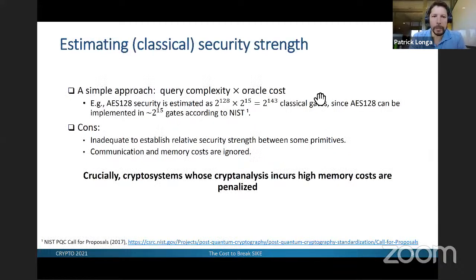Okay, let's go a little bit deeper in the explanation of the project. To set the NIST security levels in the classical case, a simple approach is followed that is based on the query complexity and the oracle cost. Specifically, the oracle cost is taken in terms of classical gate complexity. The disadvantage of this approach is that sometimes it can be inadequate to establish relative security strength between certain primitives, especially if the cryptanalysis of these primitives requires large amounts of memory. And that's precisely the case of SIKE.